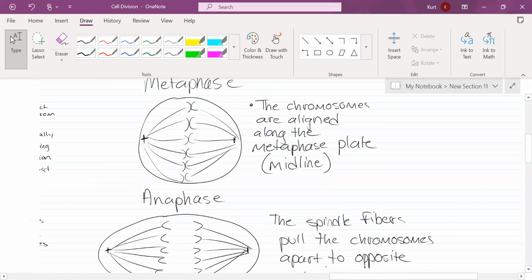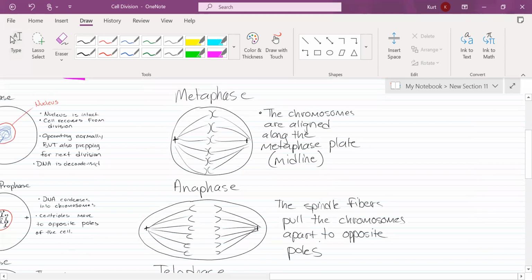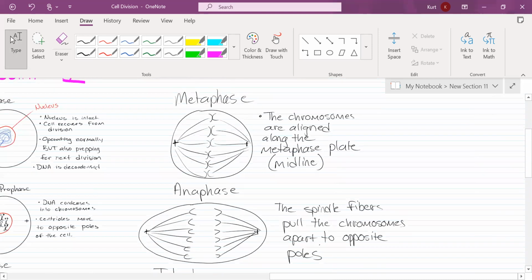Next is anaphase. Ana in Latin means away. Look at how the chromosomes are being pulled away from each other. So 6 are going left and 6 are going right. This is going to be towards the new cell. The spindle fibers are going to pull the chromosomes apart to opposite poles. A pole means an end, one end or the other end. And you can also see the cell is starting to stretch.